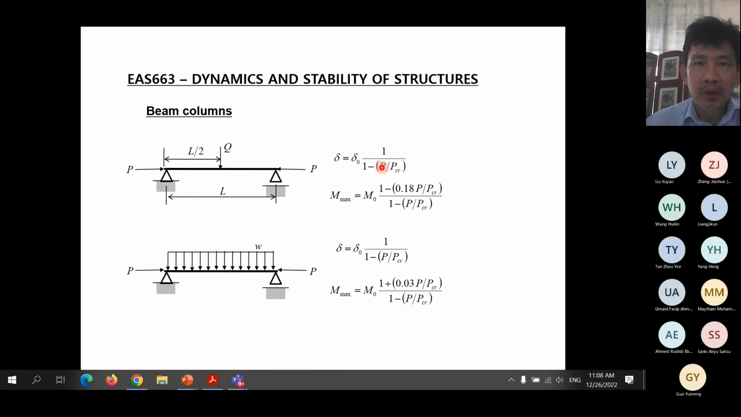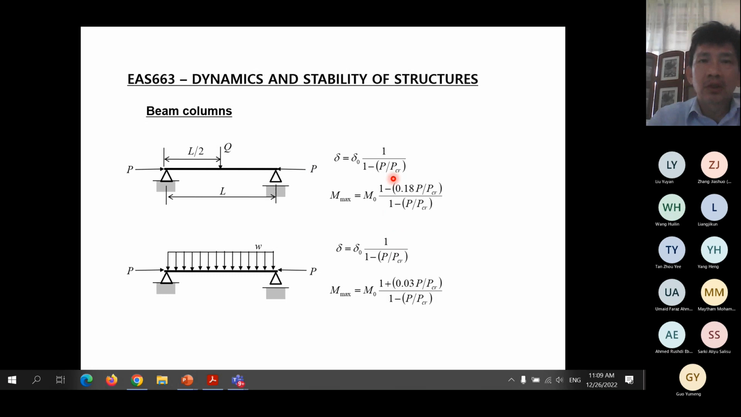If you put P equal to 0 in this equation, and also in this second set of equations, you are going to get back delta equal to delta subscript 0 and M max equal to M max subscript 0. This delta subscript 0, M subscript 0 is the corresponding deflection and bending moment when there is no P, when P is equal to 0.